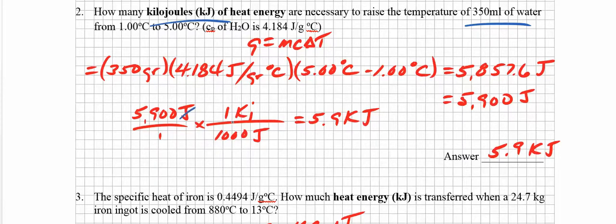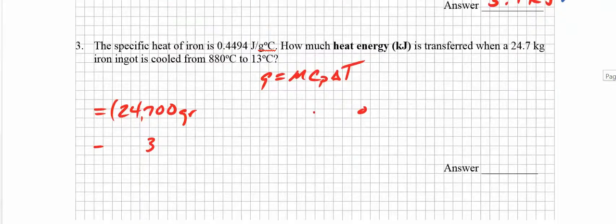Notice joules and joules are going to cancel away, and we're going to be left with this number, 5.9 kilojoules of heat. So that's the amount of heat necessary to go for this amount of water from 1 degree to 5 degrees Celsius. We're done with number 2. Let's go to number 3.